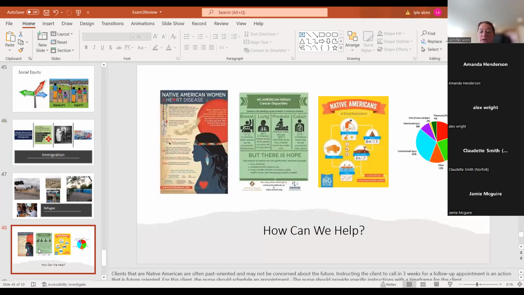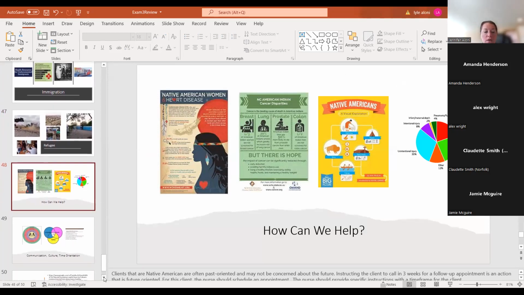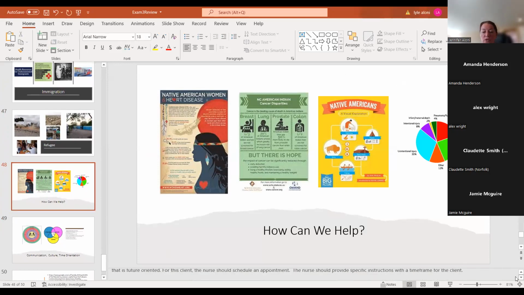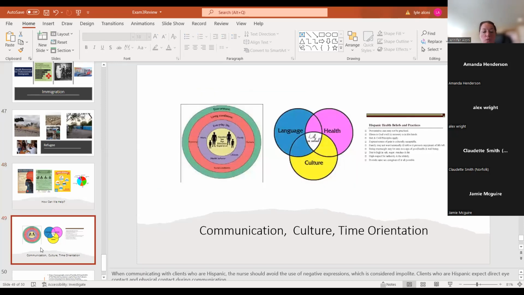When we look at our Native Americans, you remember that they're past oriented and they may not be concerned about the future. And for our Hispanic, I think that's next. With our Hispanic group, we're going to make sure that we avoid negative expressions and they like direct eye contact, they like physical contact, things like that. Okay.